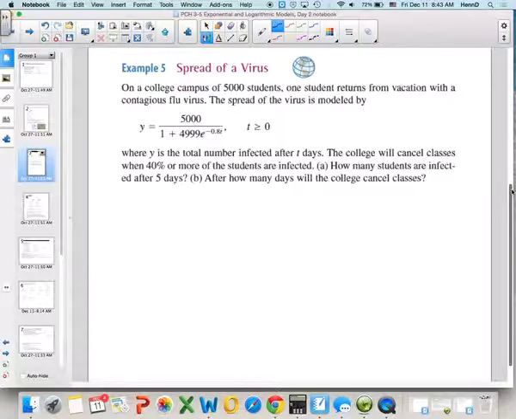On a college campus of 5,000 students, one student returns from vacation with a contagious flu virus. The spread of the virus is modeled by this logistic function. The key to recognizing this as a logistic is that you have a 1 plus something times e to the t power in the denominator. Y is the total number of students who are infected after t days. If enough people get sick, the college will actually cancel classes. College will cancel classes when 40% or more of the students are infected.